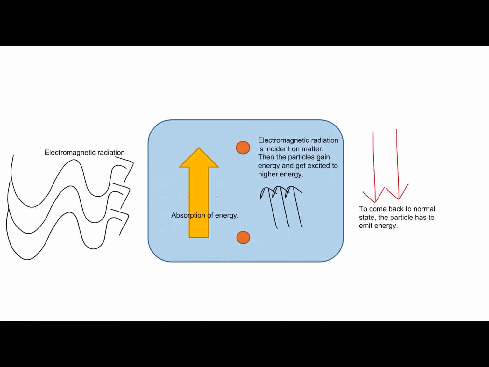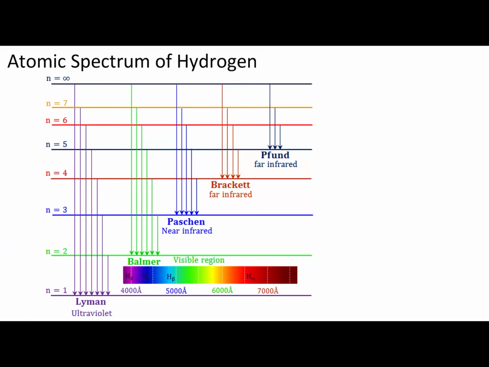Electromagnetic radiation is incident on matter. Then the particle gains energy and gets excited to a higher energy. When it comes back to the normal state, the particle has to emit energy.